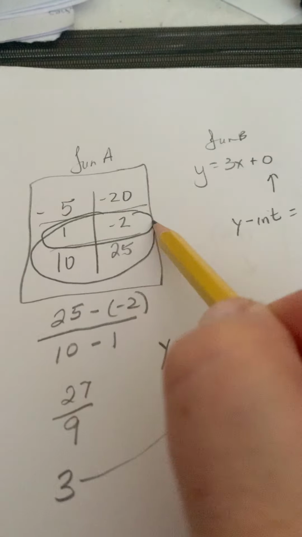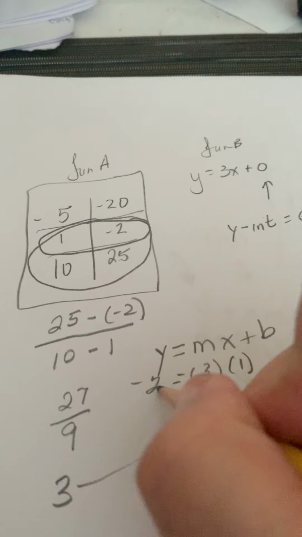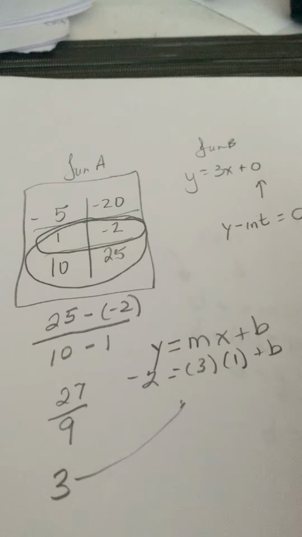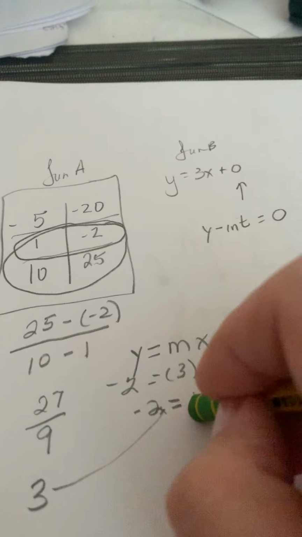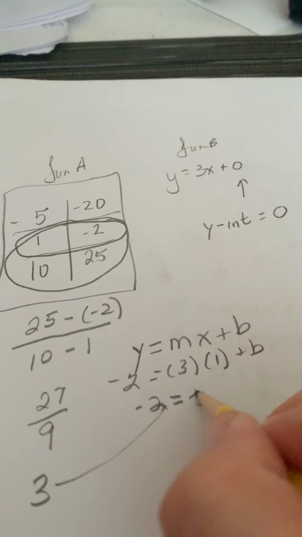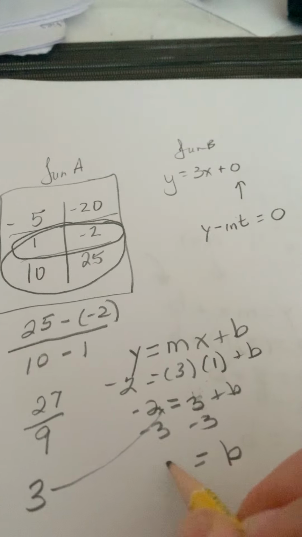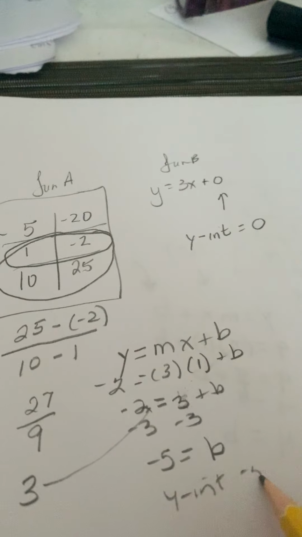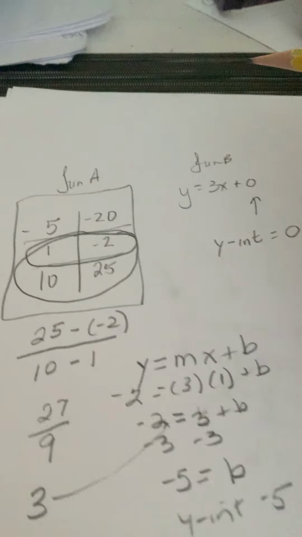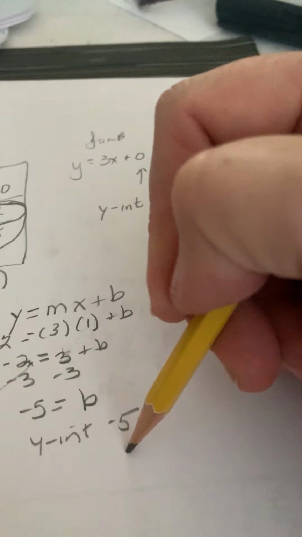I'm going to take this point right here. The x of that point is 1. The y of that point is negative 2. And then I'm going to solve for b. So now I have negative 2 is equal to 3 times 1 plus b. I'll subtract 3 from both sides. So my y-intercept in this one is negative 5. So function A's intercept is negative 5. Function B's is 0. So A's is less than B's.